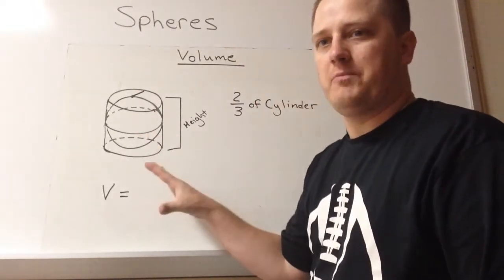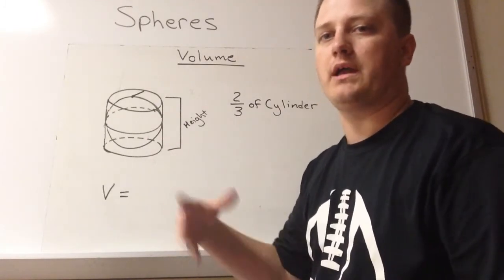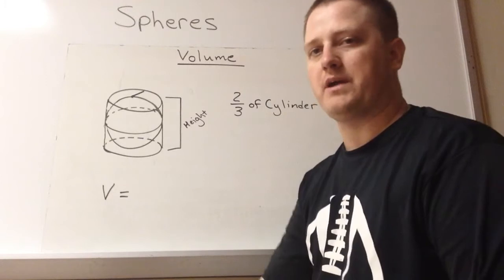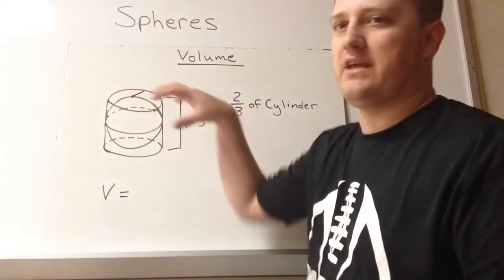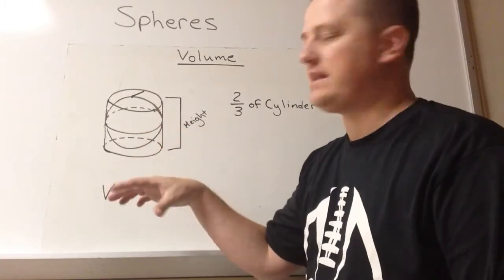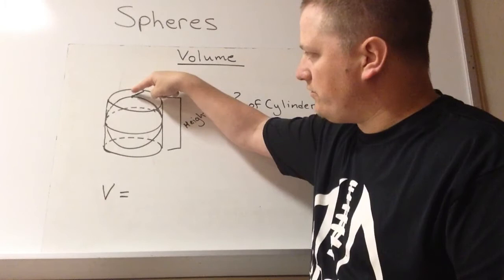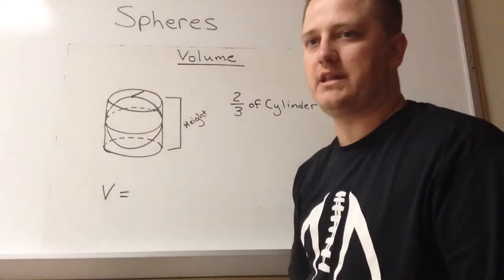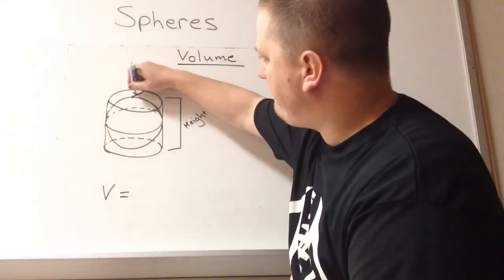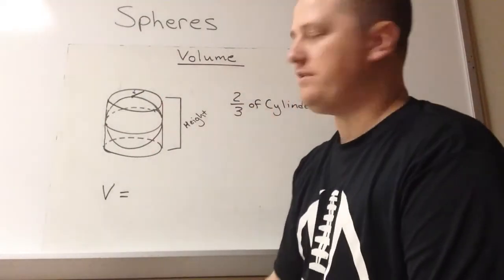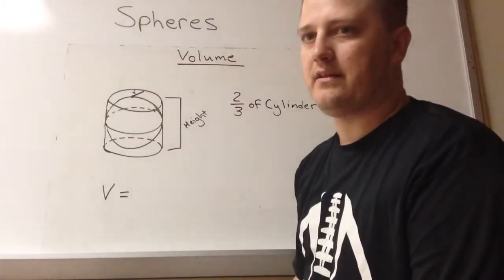What I have here, and I know my picture is not very great, but if you look in your book, they've got a good picture of this in the book. What I've got is a cylinder with a sphere that fits perfectly in it. It touches the edges, and it goes from top to bottom, touching the top and bottom. So what we have here is the radius of the circle part of the cylinder and of the sphere being the same thing.